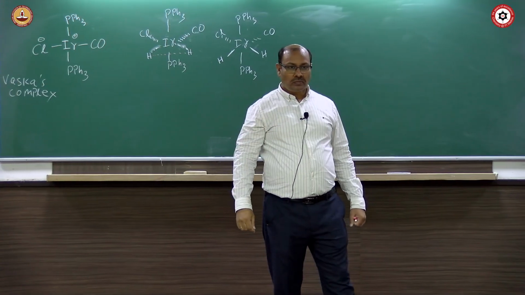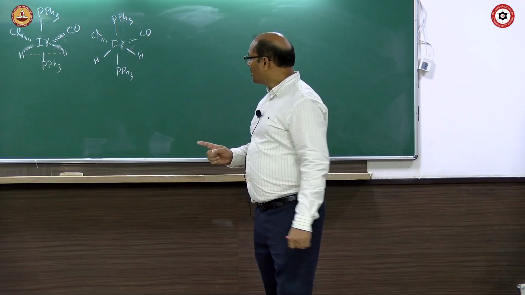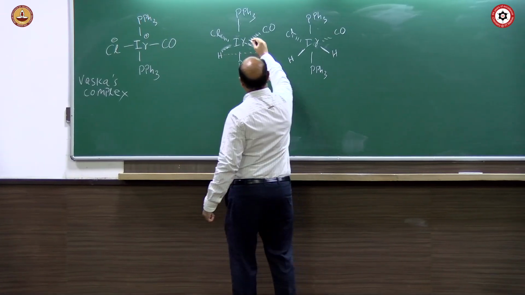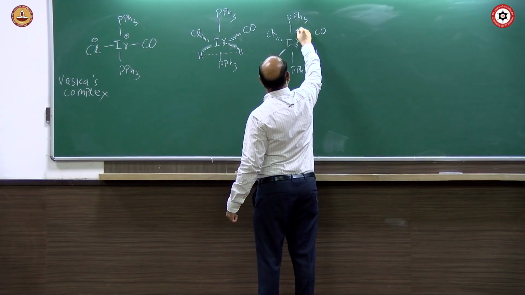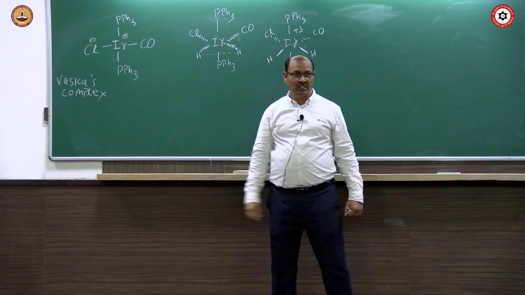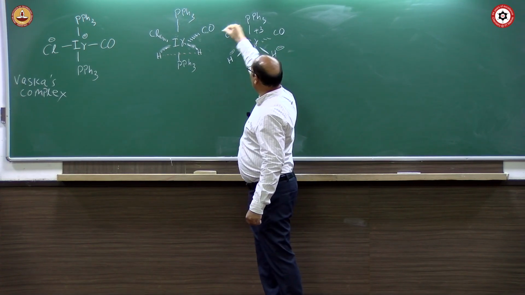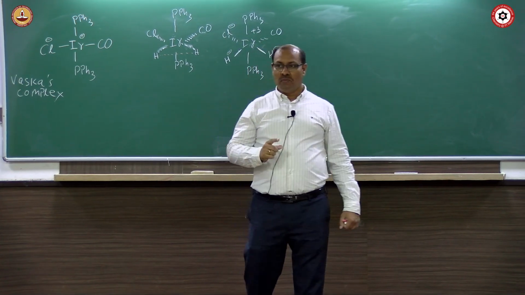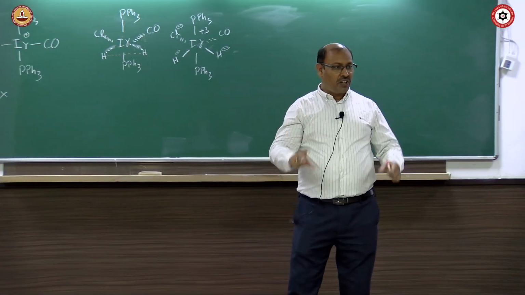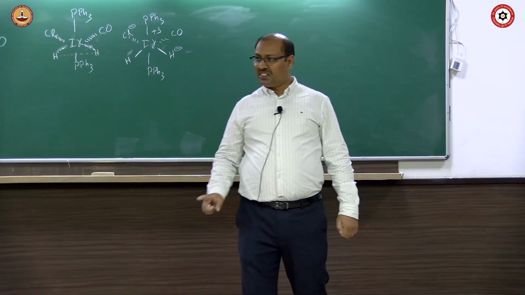Okay. H is considered H minus if we put charge. Cl is considered Cl minus if we put charge. So this iridium becomes plus 3. It was plus 1 there. Now one negative charge here, one negative charge here, one negative charge here. So iridium 1 plus becomes iridium 3 plus, and 2 hydrogen atoms become the new ligands. What has happened in this process is called oxidative addition.